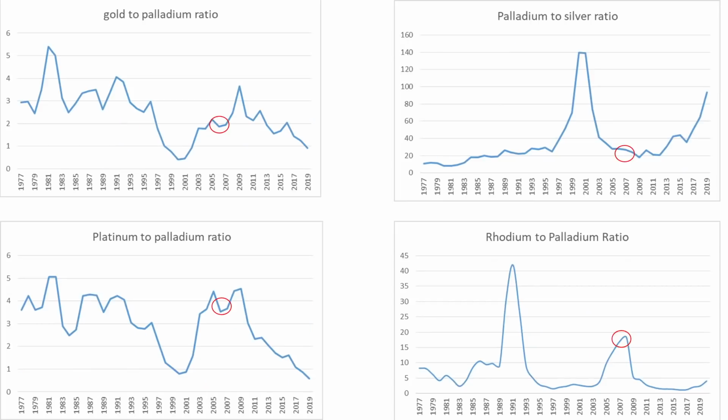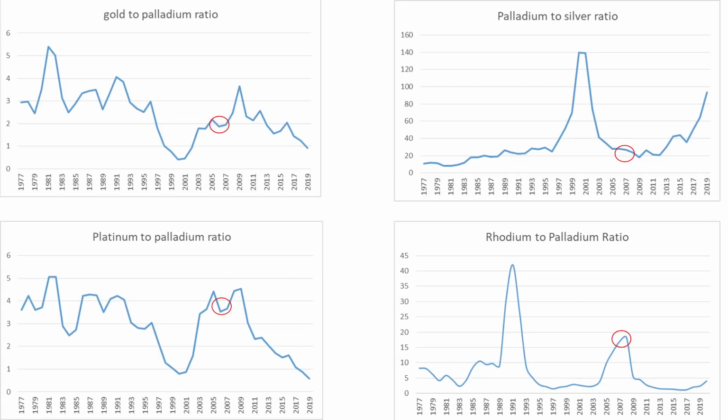So we look at the other ratios, and we've got a gold to palladium ratio. It's kind of in the middle. So that's, I would say, somewhat cheap palladium. Palladium's definitely cheap to silver. Rhodium to palladium, that's obviously cheap for palladium, and platinum to palladium ratio, palladium is cheap to platinum. So palladium is average against gold, but cheap against all the other metals. Palladium is what we want to swap into because it's the cheapest metal.